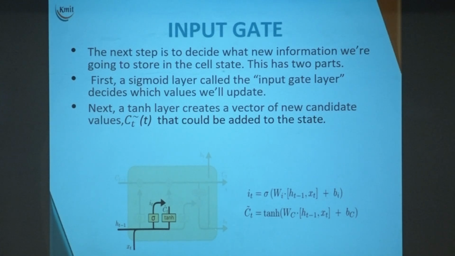Candidate state. So now you have got IT, which is going to decide which word you are going to update, and C dash of T, the new candidate value that you are going to add to your cell state, because cell state is carrying long-term memory. This is an important word that has to be updated to your long-term memory, so you require C dash T there. Clear enough? So you will be using two activations, sigmoid and tanh.